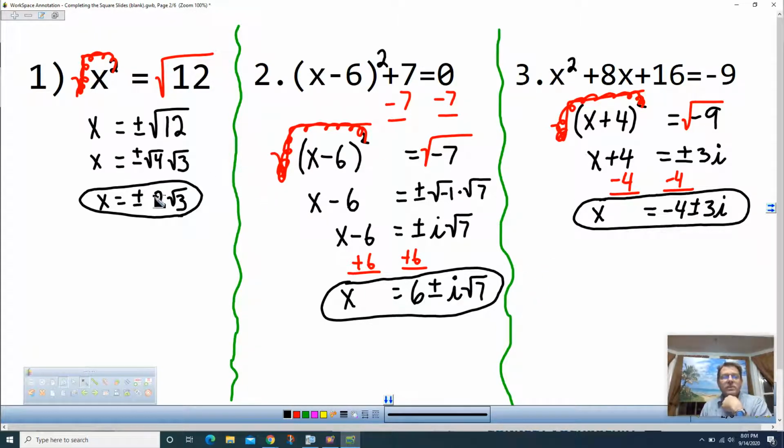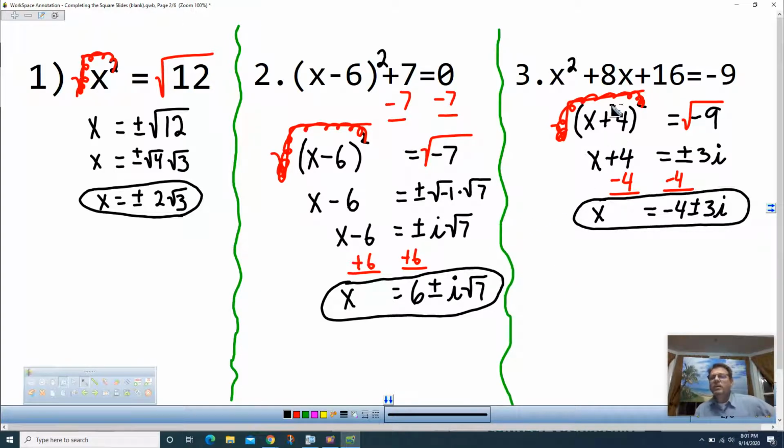Each one of those: number one was already a perfect square, just x alone. This one we already had a square set up. This one we had to factor to get a square. Okay, in our next examples, they're not going to be so great. We're going to actually have to do a little bit of work. But I do want to make notice of something here.